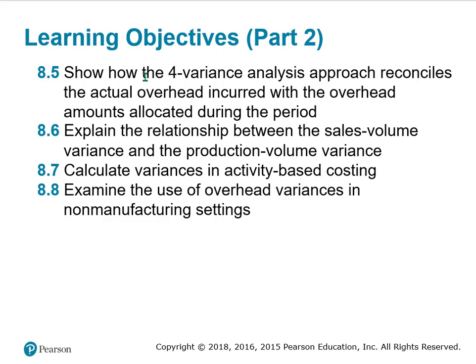Then show how the 4 variance analysis approach reconciles total overhead incurred with the overhead amounts allocated during the period. Then explain the sales volume variance and production volume variance. Calculate variances in activity-based costing, and then examine the use of overhead variances in non-manufacturing settings.